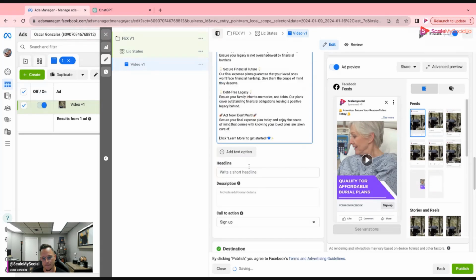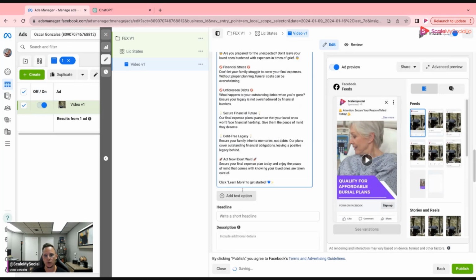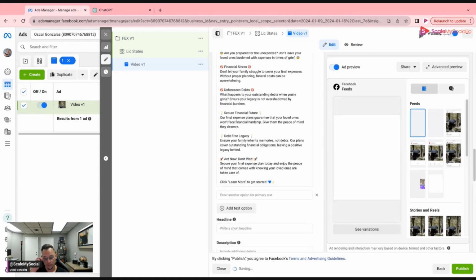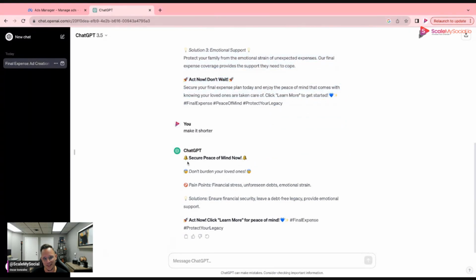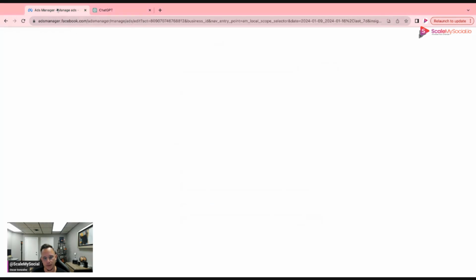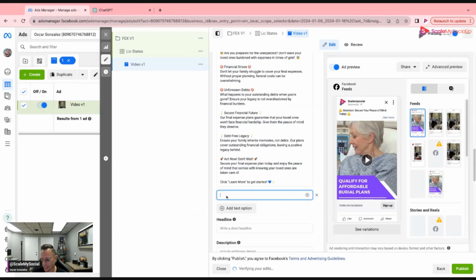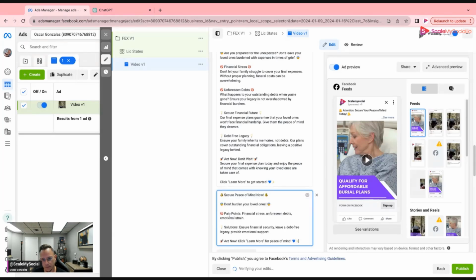Perfect. Now, what else would I do? Because see how it says add text option? It's very important. You want to feed Facebook a few creatives, a few ad copies, not just one. So I would do add a text option, and then I'll just go right here and look at this. And this would be a secondary ad copy.